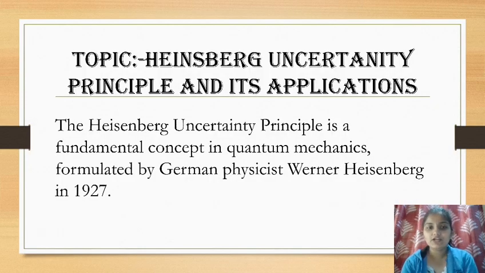Today I am going to explain the topic Heisenberg uncertainty principle and its applications. The Heisenberg uncertainty principle is a fundamental concept in quantum mechanics formulated by the German physicist Werner Heisenberg in 1927.